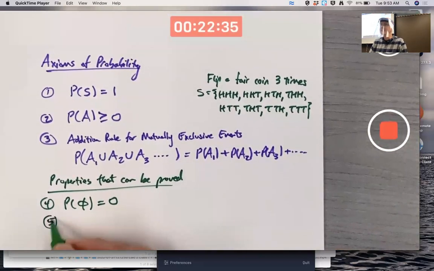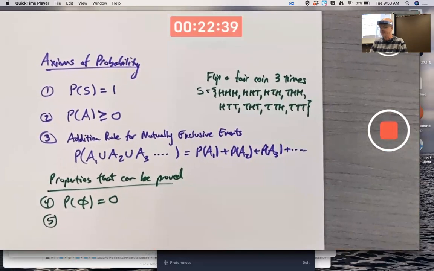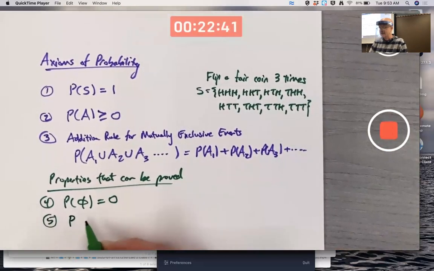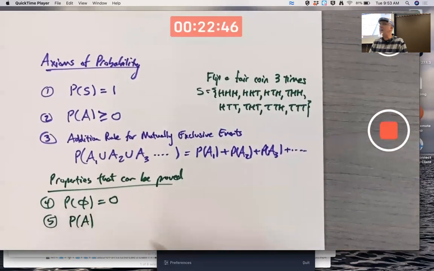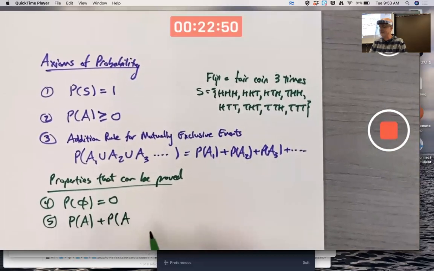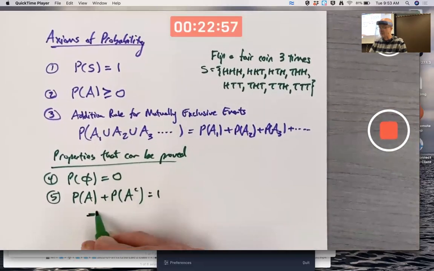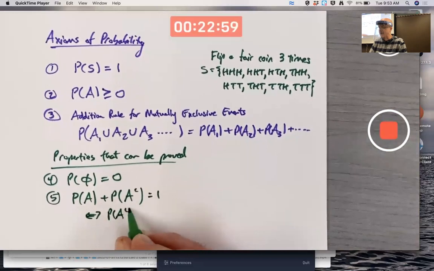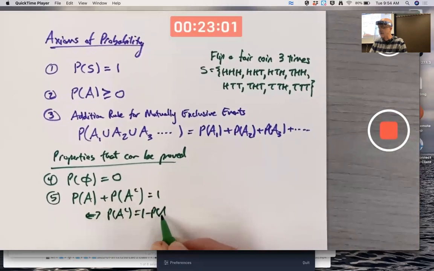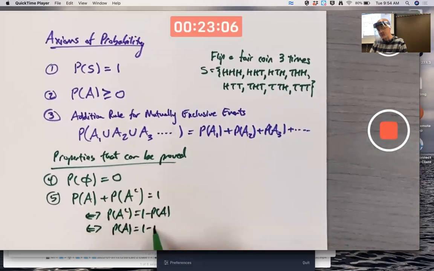Another property related to that, and maybe you'd want to prove this property before you prove property 4, is that the probability of A happening plus the probability of its complement happening, A^C, the complement of A, equals 1, which of course is equivalent to saying the probability of the complement of A is 1 minus the probability of A, which is also equivalent to saying the probability of A is 1 minus the probability of the complement of A.